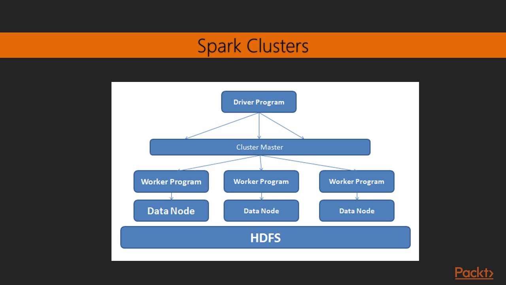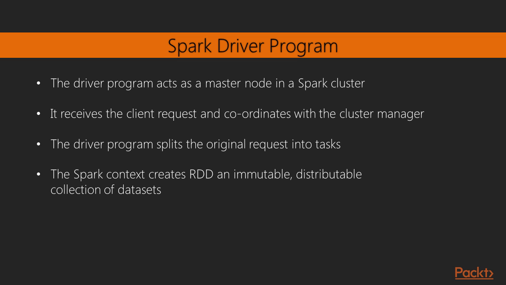The Spark cluster works on the master-slave architecture. The Spark core execution engine accepts requests from clients and passes them to the master node. The driver program in the master communicates with the worker node executors to get the work done, as shown in this diagram. Spark driver program.